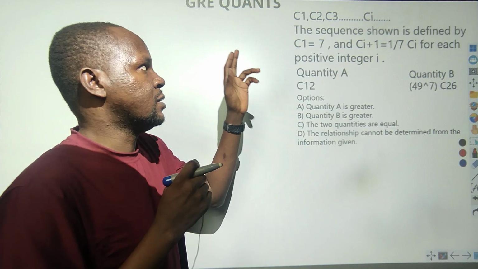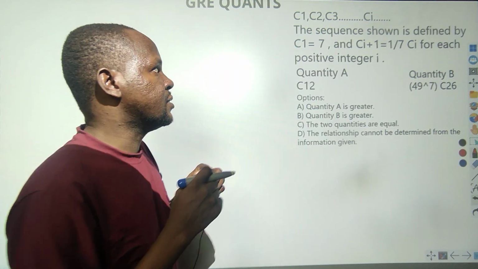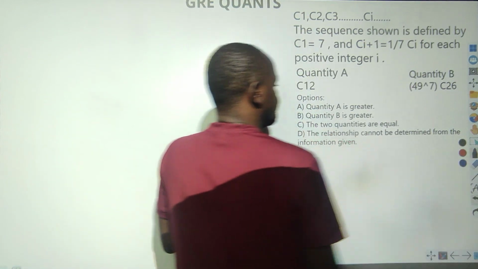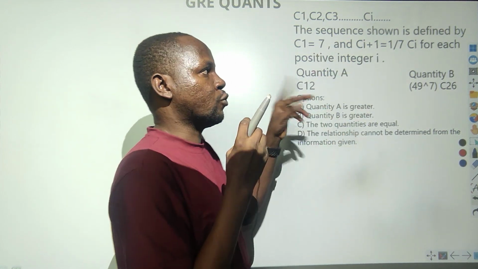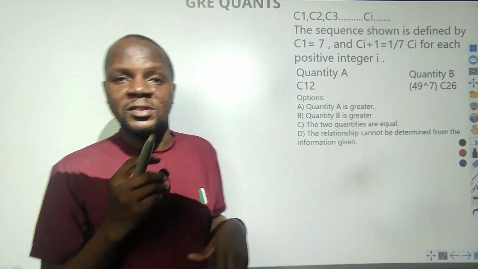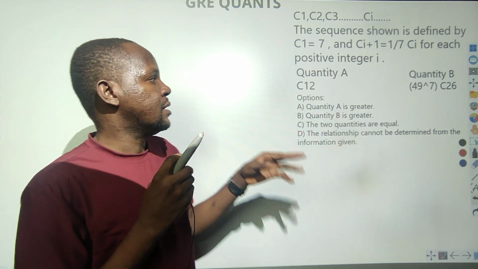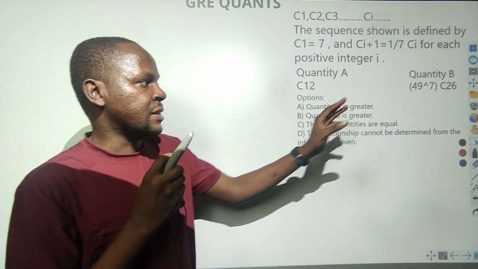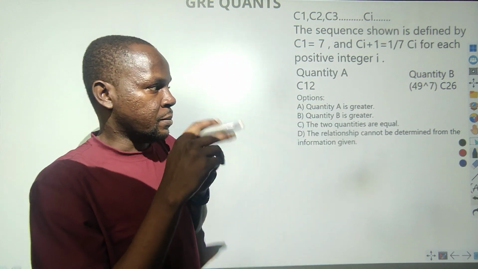This is C1, C2, C3 to Ci, and it continues like that. It's like a sequence. We are told that the sequence shown is defined by C1 is 7 and Ci plus 1 is 1 over 7 Ci. So it is more like a pattern recognition question. Now for each positive integer i, we have to compare quantity A, C12, and quantity B, which is 49 raised to power 7 multiplied by C26.